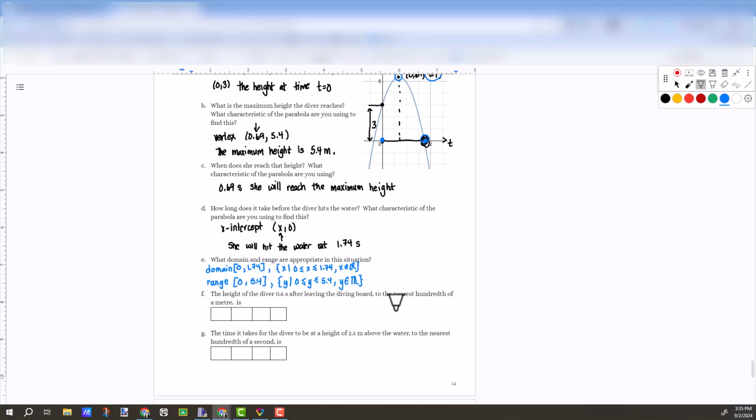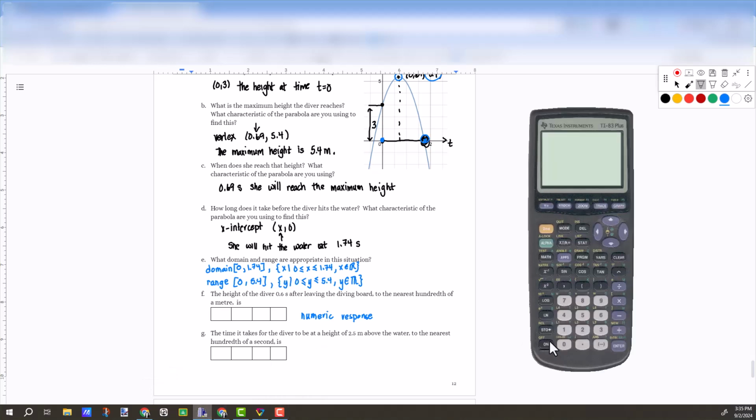And let's look at the last two questions here. In this one, part F, it says: what is the height of the diver 0.6 seconds after leaving the diving board, to the nearest hundredth of a meter? Now, I've put this as a numeric response type question. We're going to get used to doing numeric response type questions because they're going to come up on quizzes as well as exams. So let's break out the calculator.